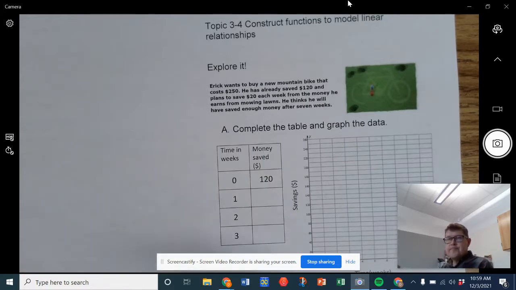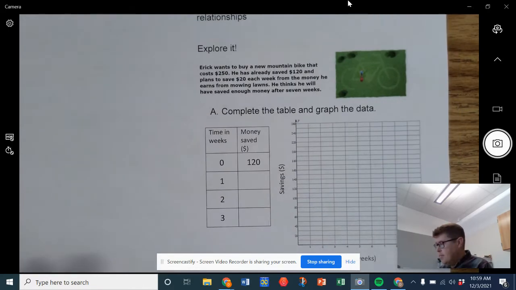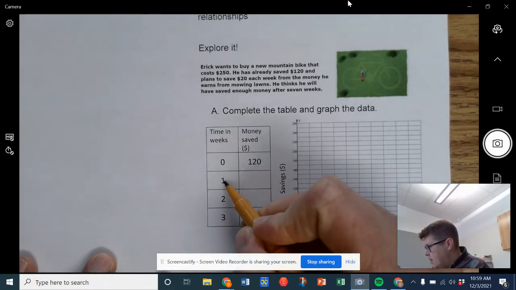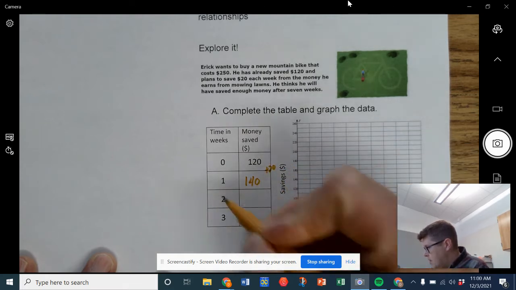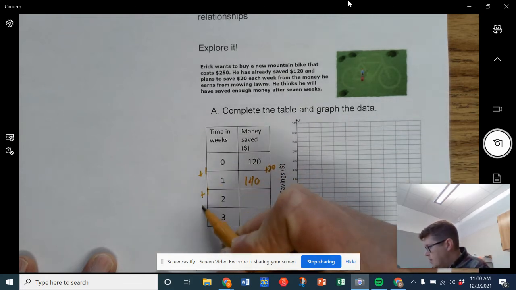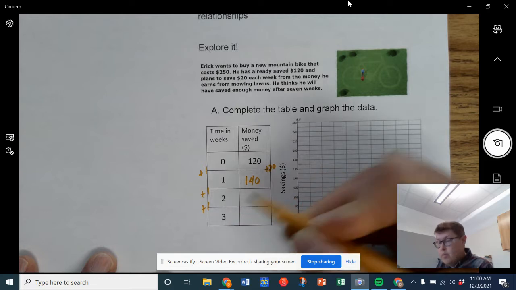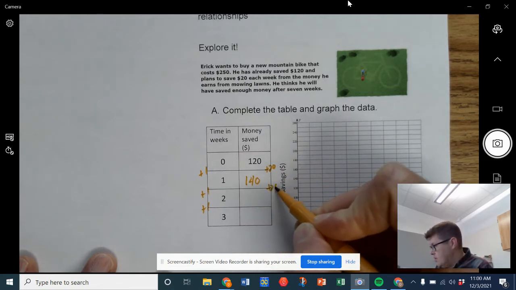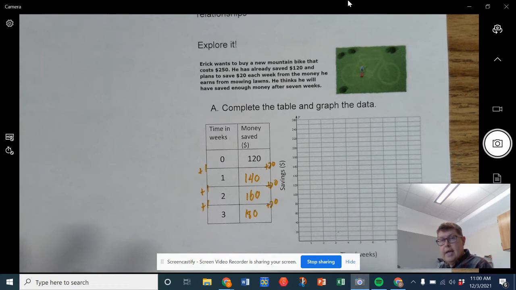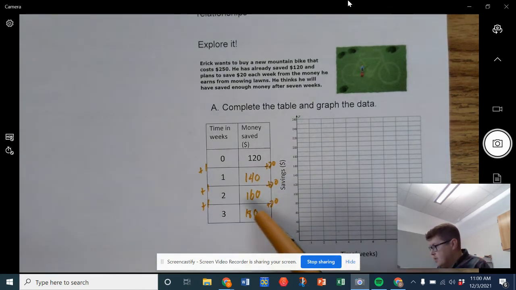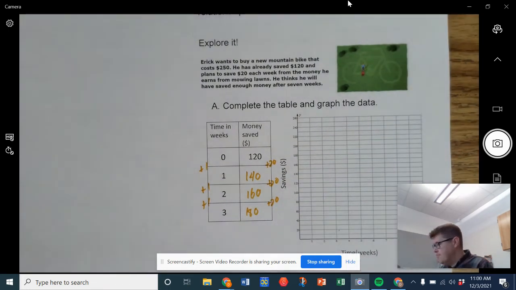Anyway, so if he's saving $20 a week, at the end of week 1, he'll have $140, because he's adding 20 each time that each week goes up. So as the weeks go up by 1, he adds $20. He adds $20 here, he gets to 160. He adds $20 here, he gets to 180. So we've got our table completed. So after 3 weeks, he will have saved $180.